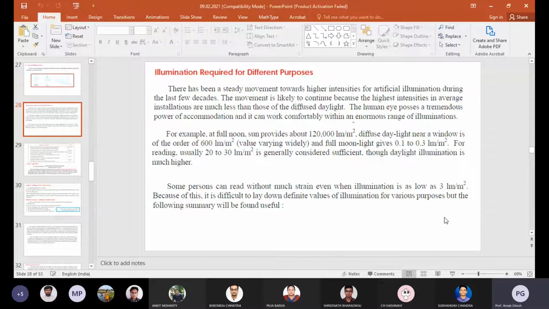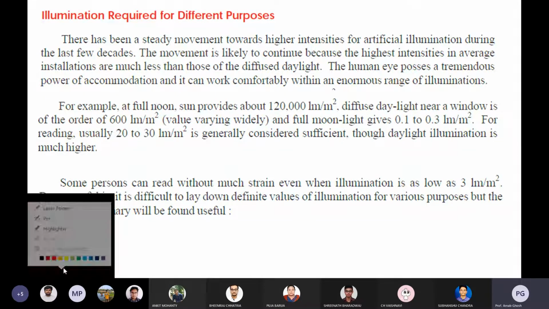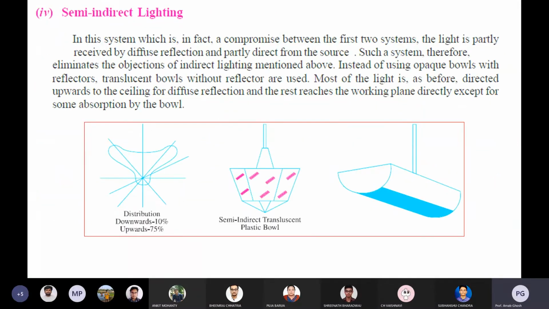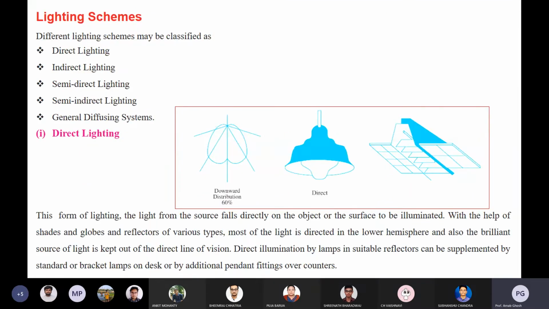So we are discussing different patterns of many different types of lighting. Now, continuing from before: different types of lighting systems, direct lighting, indirect lighting schemes, then configurations. Then we are going to discuss the basic calculations.